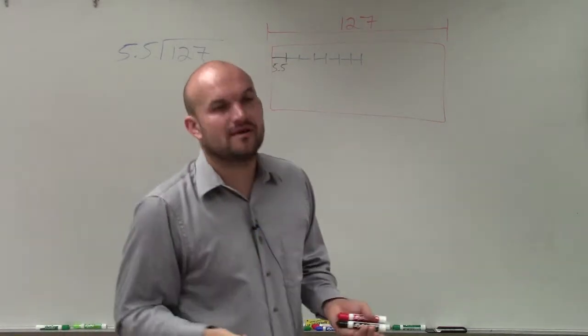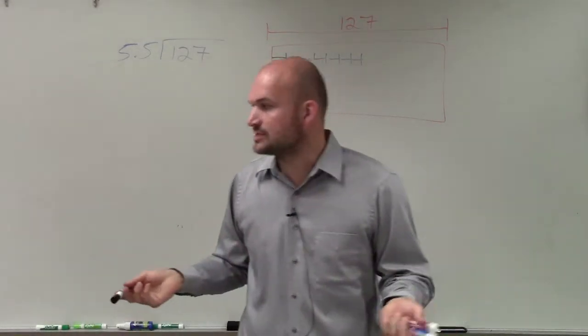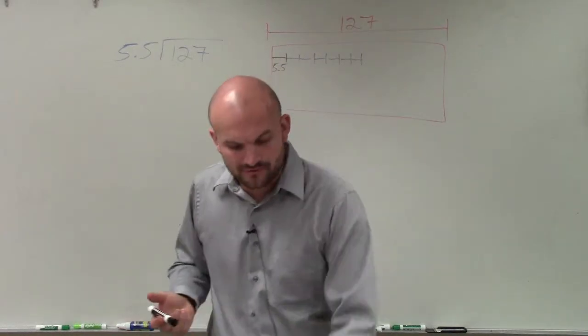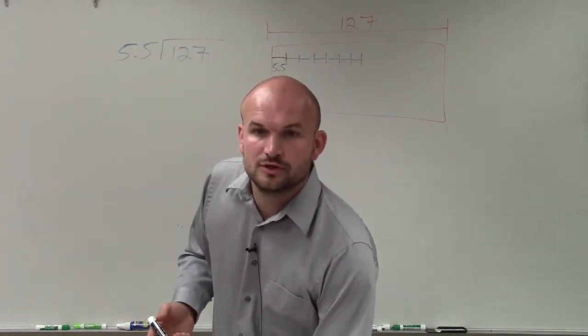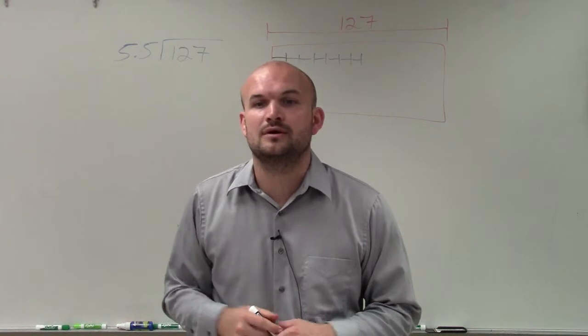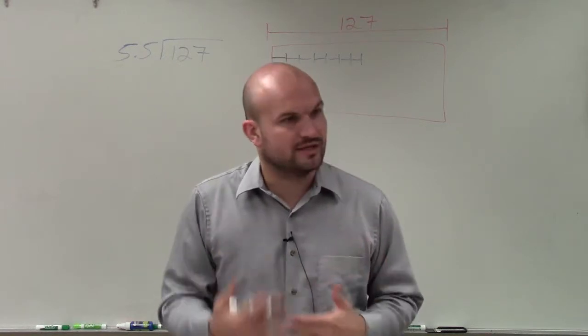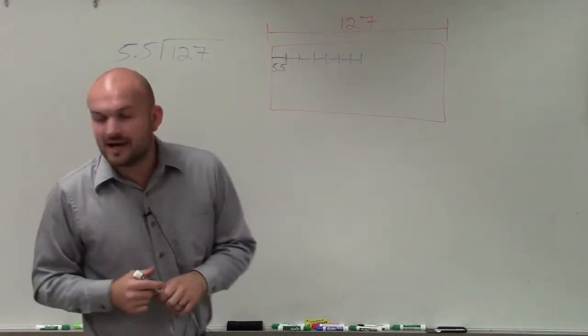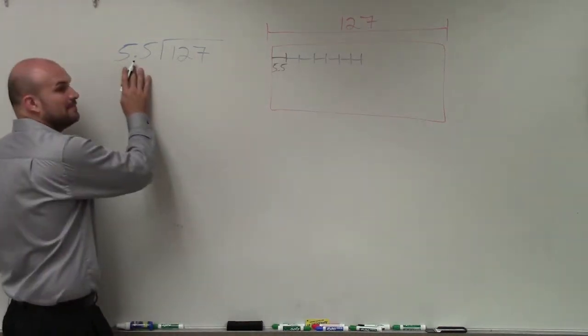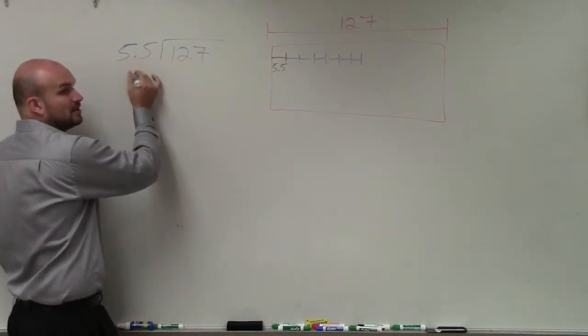Now, obviously when you have a calculator, it's going to be easiest to use a calculator for this. 127 divided by 5.5. But I am going to do the long method so I can remind you how we divide when we're dealing with decimals. And how we divide when we're dealing with decimals is we do not divide by the decimal. We actually make it a whole number as your divisor.